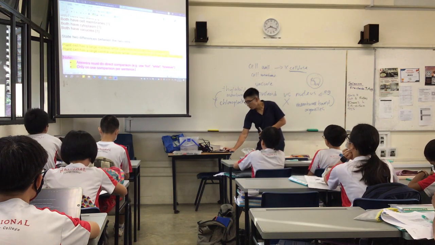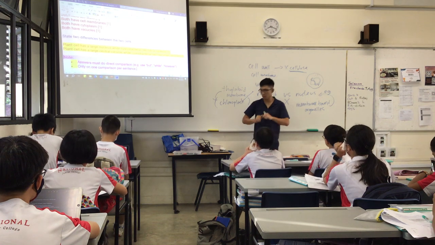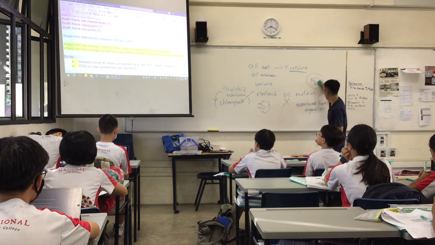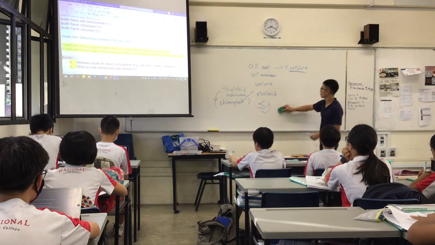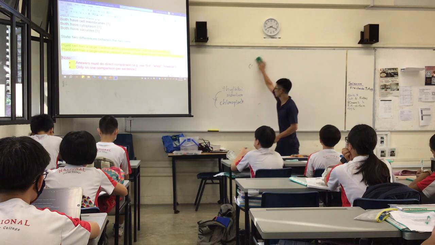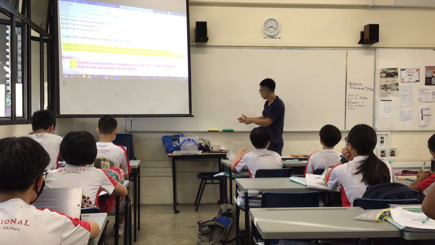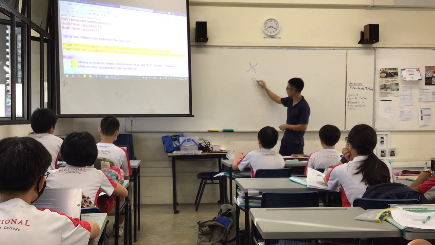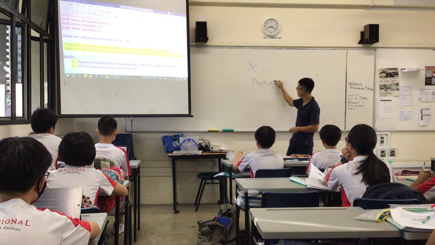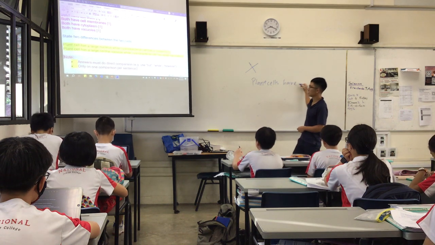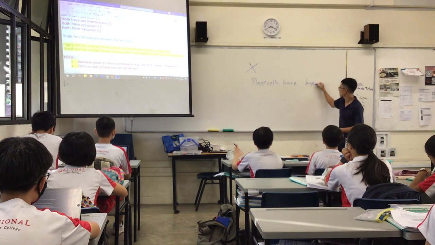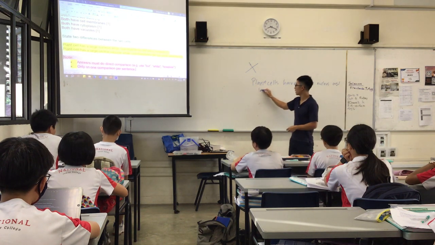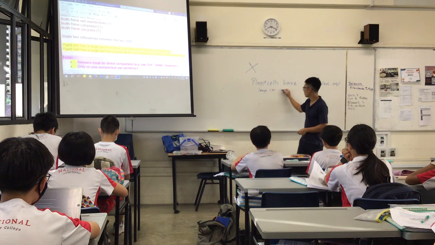Other than that, only one comparison per sentence. What do I mean by that? For example, I noticed some students, when comparing two different cells, they will write this. So this is a no-no. If you wrote it this way, then I would like you to do your correction. So you cannot do this. Don't write plant cells have, and you write large nucleus and large central vacuole.